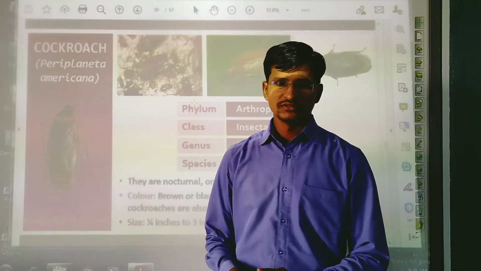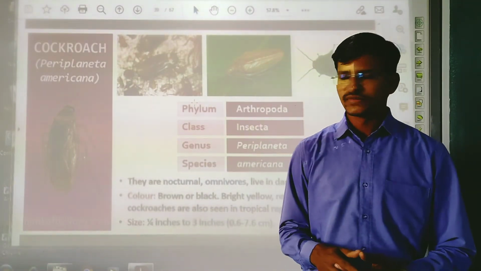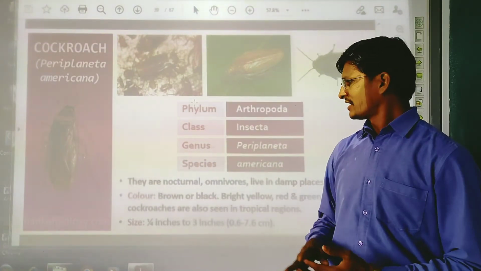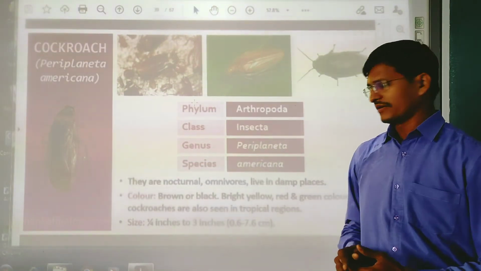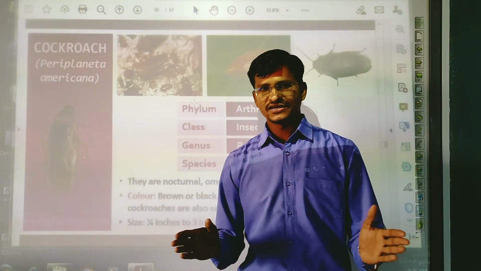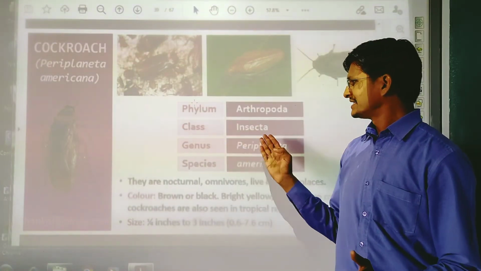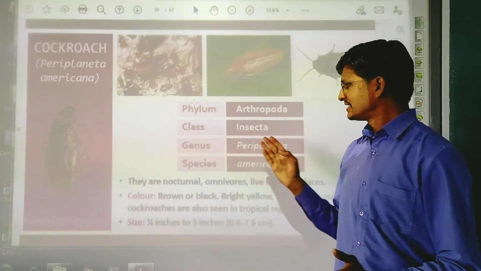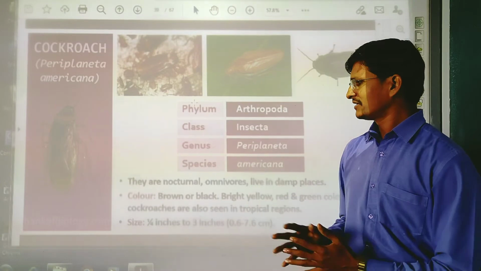My dear students, we know that the cockroach is in the phylum Arthropoda, class Insecta, genus Periplaneta, species americana. You need to understand this, because in the exam it can be asked what is the class of the cockroach. It is Insecta. The phylum is Arthropoda, the genus is Periplaneta, and the species is americana.